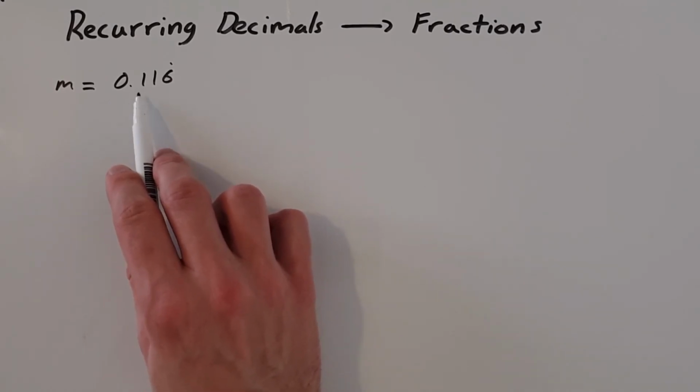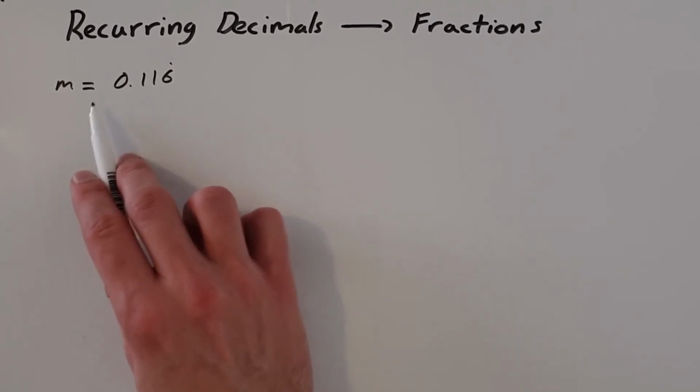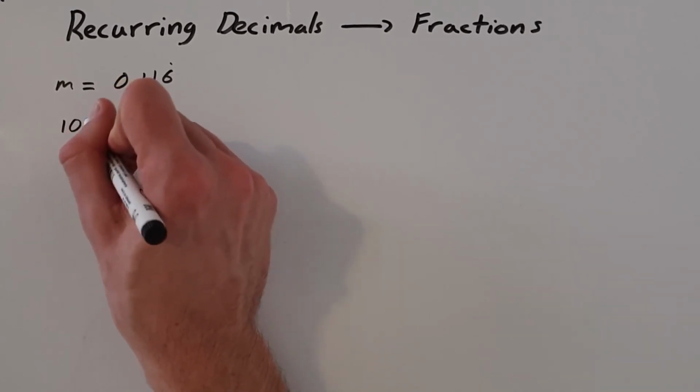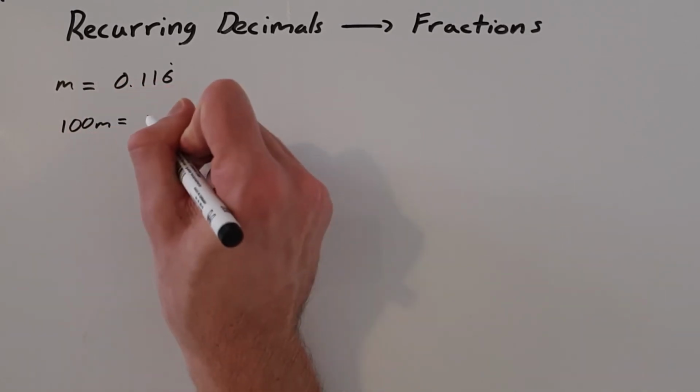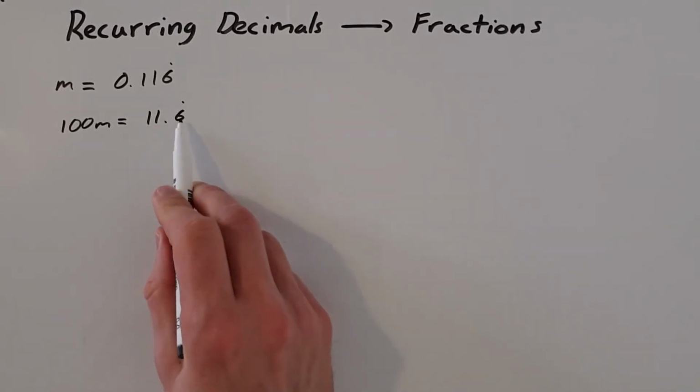So in this example, we've got two numbers here, so that means we want to multiply this by 100 to get both of those into the other side. Okay, so we'll multiply this whole equation by 100, so we'll have 100m equals now 11.6 recurring.